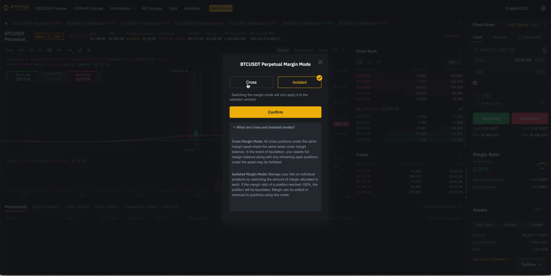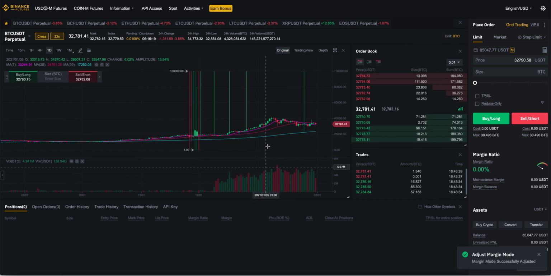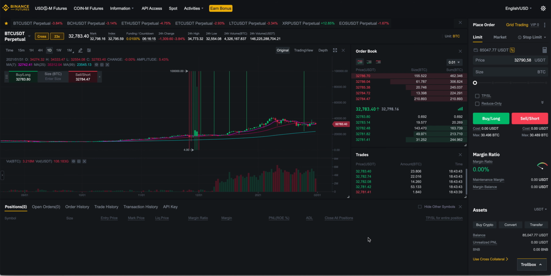Just be sure that if you are cross trading, you are using your whole wallet account. So in case you get liquidated, you get liquidated totally, not only for what you used, for what you invested. In isolated, in fact, you open a position and only the margin used in that position can be liquidated, not the whole account.